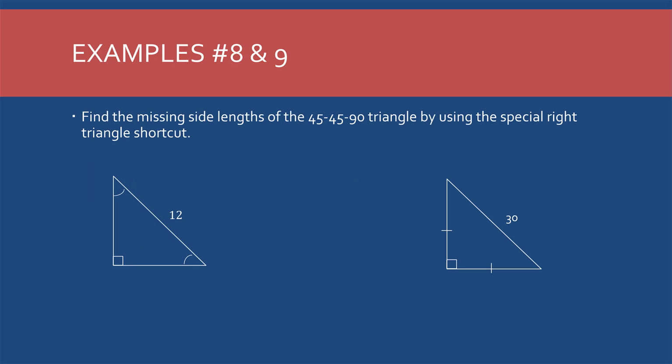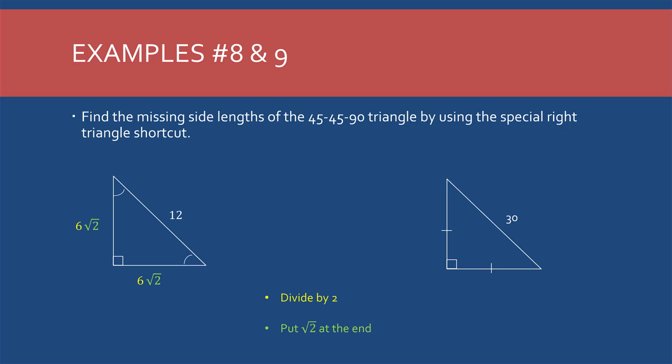Find the missing side lengths of our 45, 45, 90 triangle by using our shortcuts. The example on the left, we have 12. This is a whole number. It does not have that square root of 2 that we like. So the first step is divide by 2. So 12 divided by 2 is 6. So we're going to put those on each of our sides, and then we're going to put a square root of 2 at the end of that. So each side length is 6 square root 2 when the hypotenuse is 12.